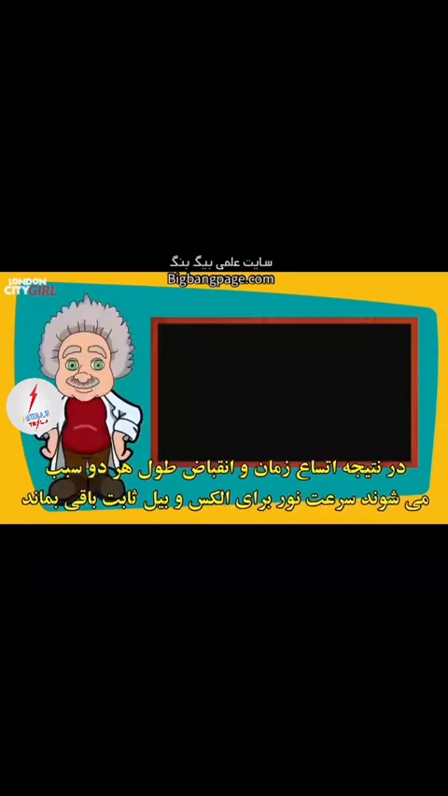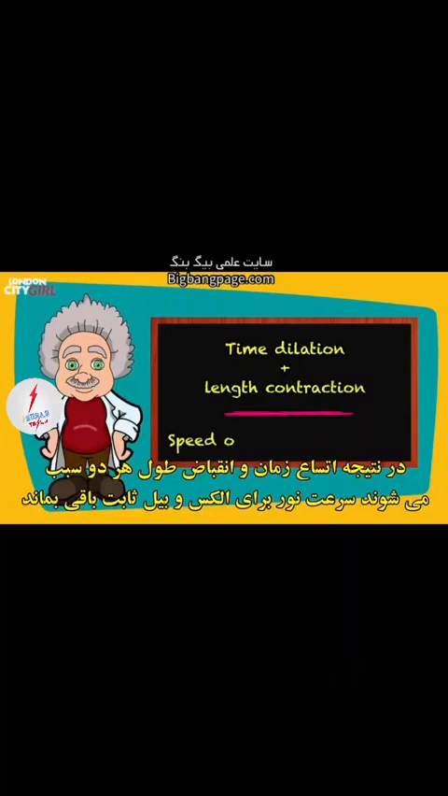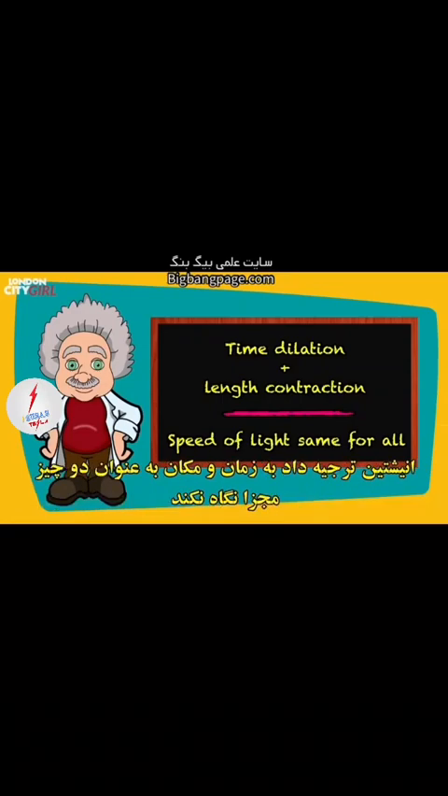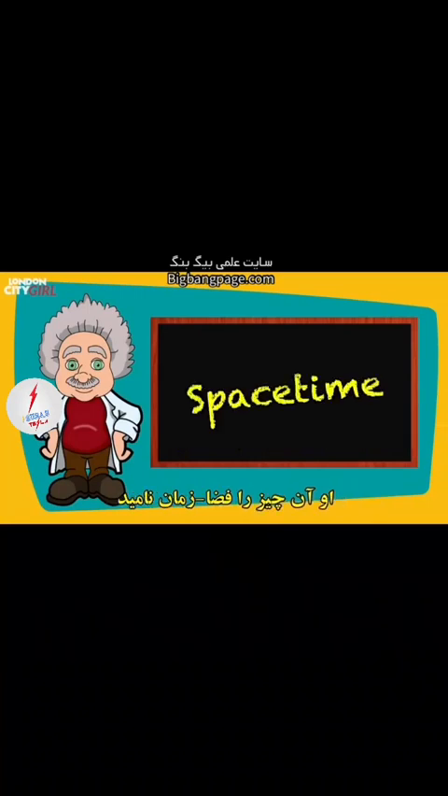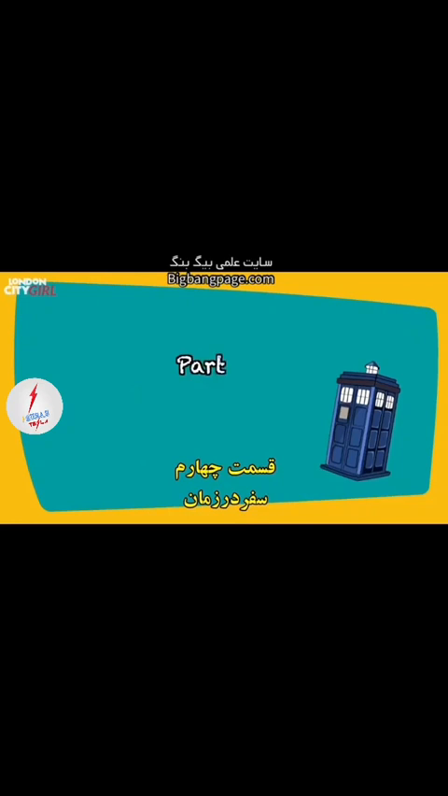In conclusion, time dilation and length contraction work together to ensure that the speed of light remains the same for both Alex and Bill. Einstein preferred to think of space and time not as two separate things, but one entity. He called it space-time.